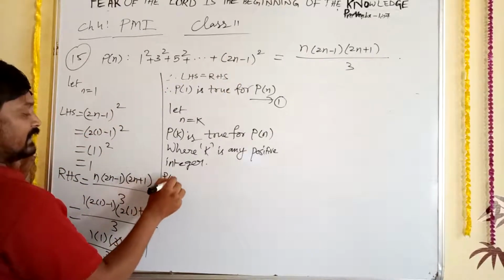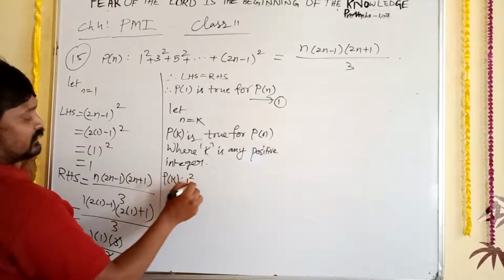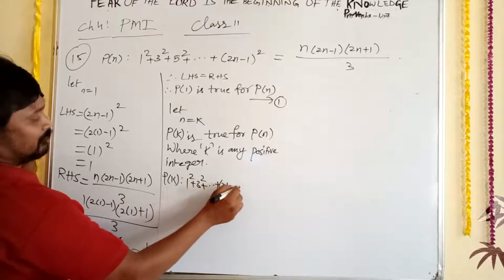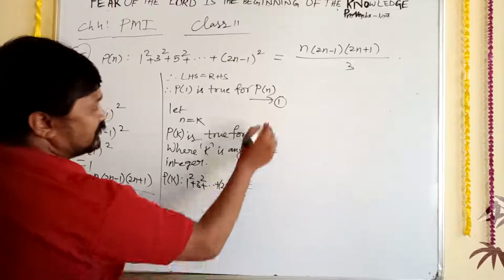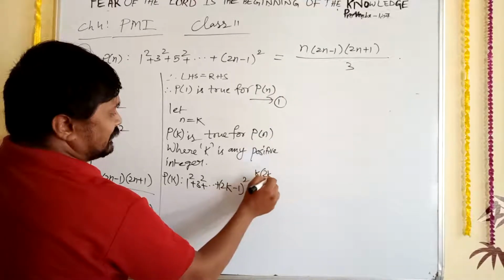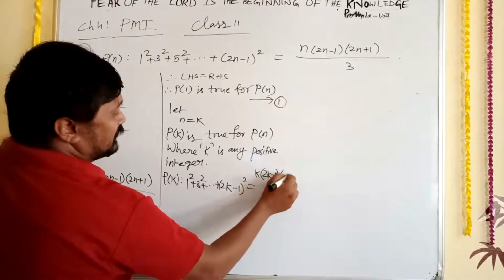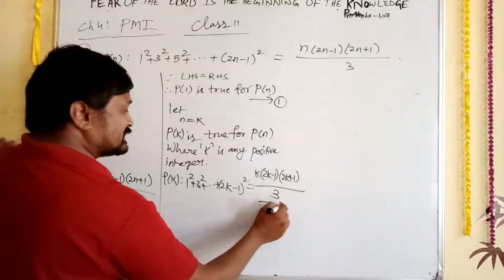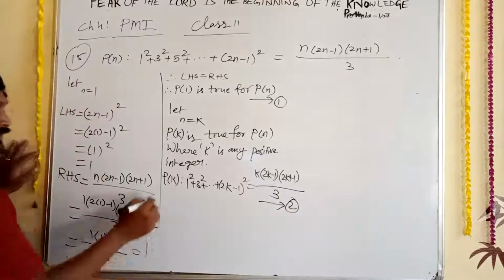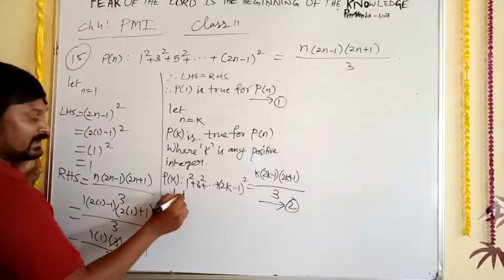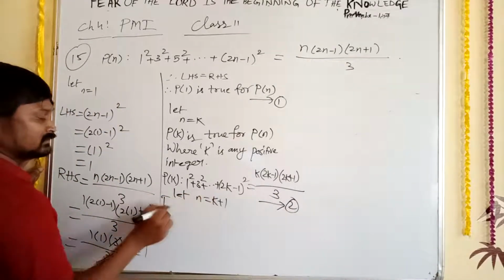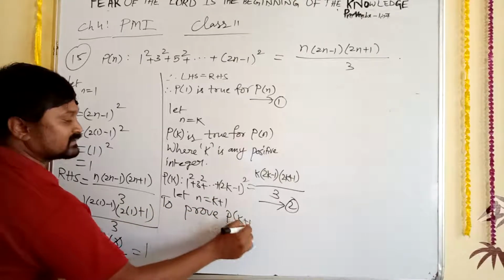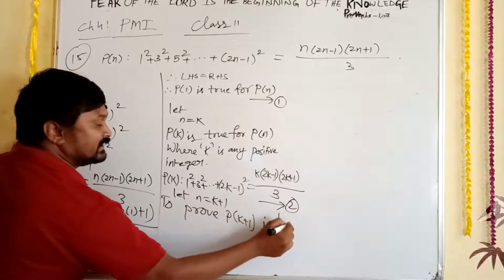So P of k such that 1 square plus 3 square plus and so on, plus (2k minus 1) whole square is equal to k into (2k minus 1)(2k plus 1) upon 3. Okay, this gives us equation number 2. Now to prove, let n is equal to k plus 1.